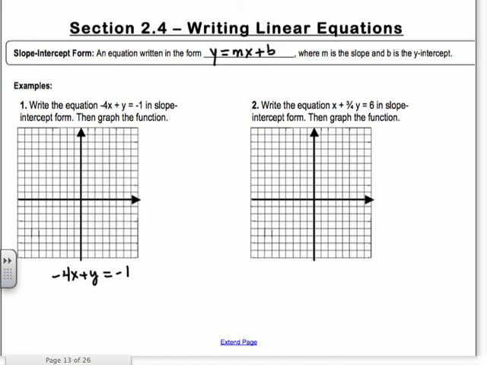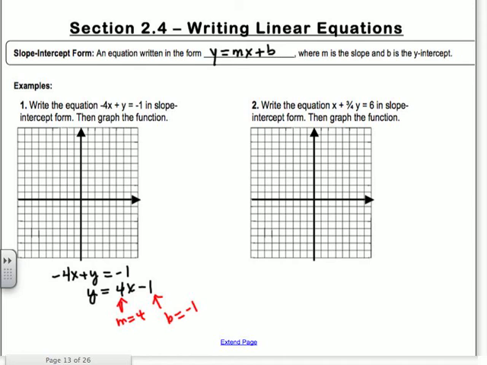So I'm going to add my 4x over, so I get y equals +4x minus 1. Now it's in that form. m is 4, b is -1. So m is always the number in front of your x value. b is the other number, so with no x.